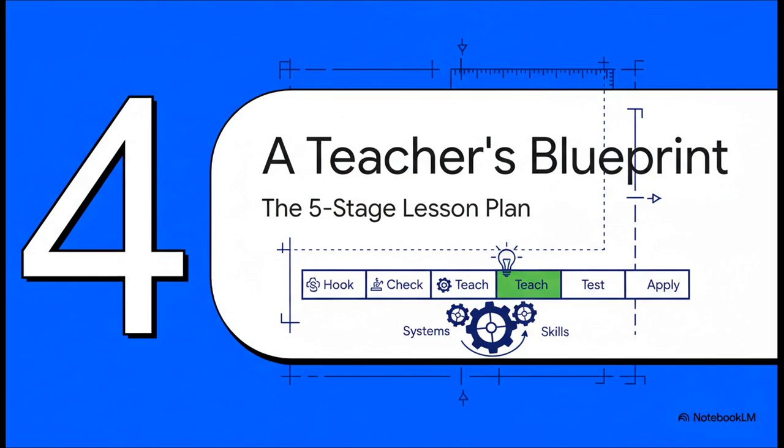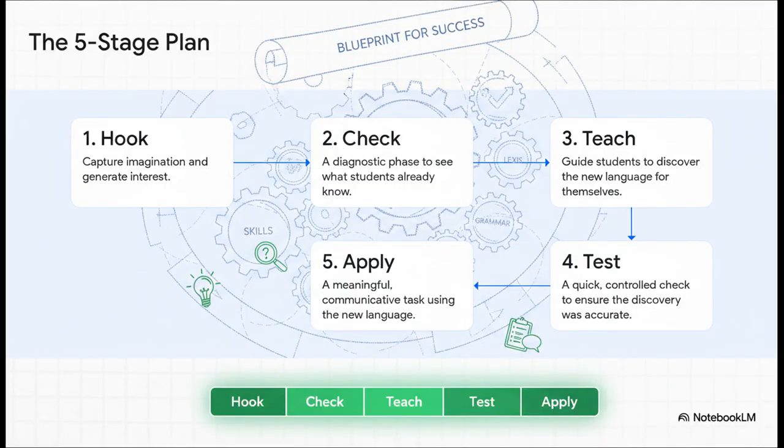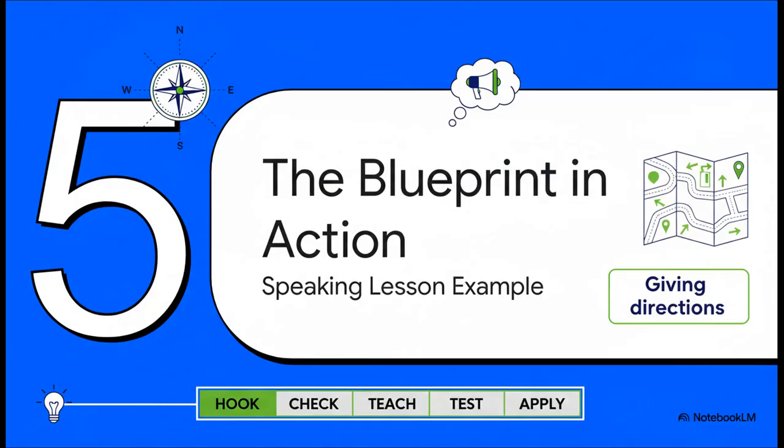Okay, this all sounds great in theory, but what does it actually look like in a real classroom? Well, let me tell you, a professional teacher doesn't just make it up as they go along. They have a blueprint. And this is ours, the SKLA 5-stage plan. It gives us a clear, reliable structure for every lesson we teach. It's our roadmap to making sure everything we do is purposeful and actually works. So, let's put some meat on the bones. Let's see how this blueprint works in practice with a speaking lesson for our Explorers age group. We're going to look at a classic, giving directions.